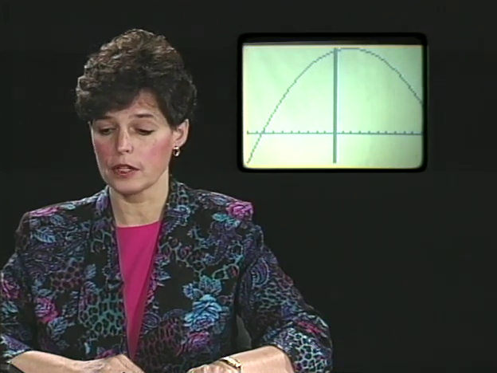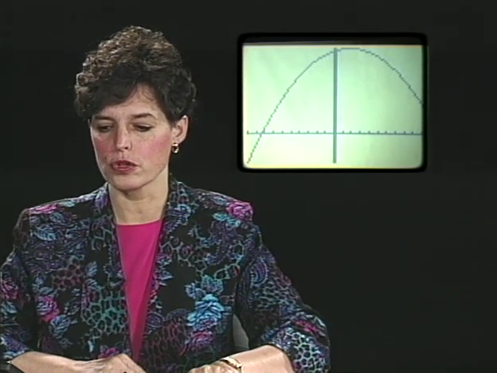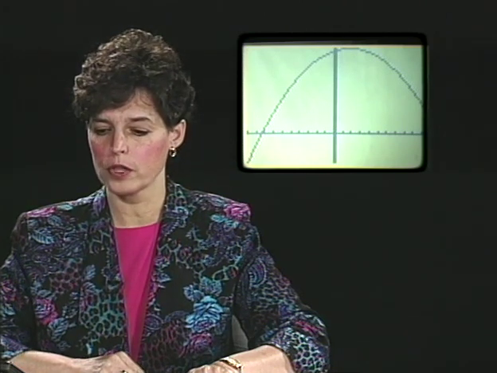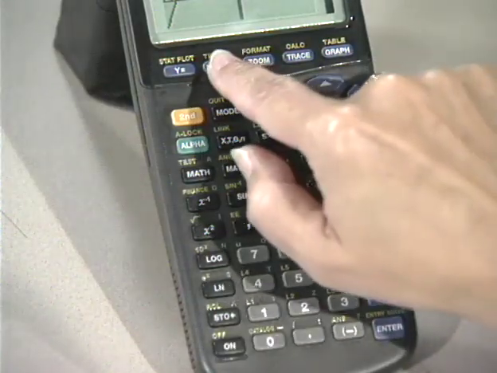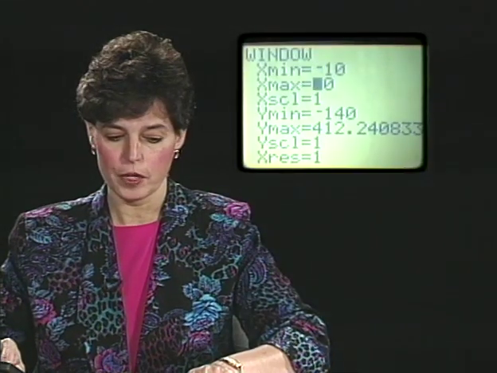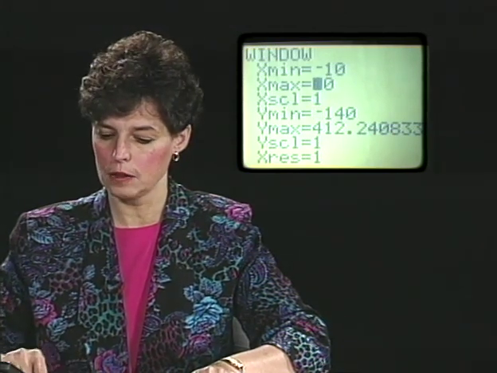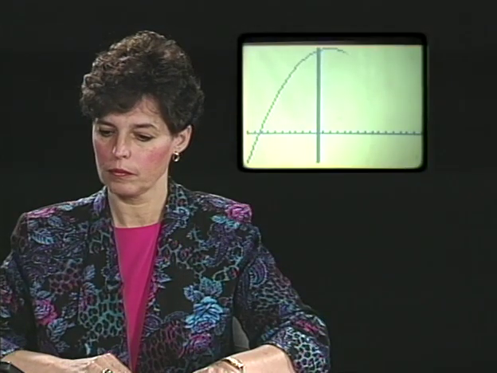Zoom fit allowed us to get the graph, but let's fix it up a little bit better. I think I'd like to see the right-hand portion of the screen where the parabola comes down and crosses the x-axis. So I'm going to make the x max somewhat larger. Let's go back to Window. I want to change the x max to 15 and see what happens when I graph. Okay, now I can see where it crosses the x-axis on the right-hand side, and I like that.